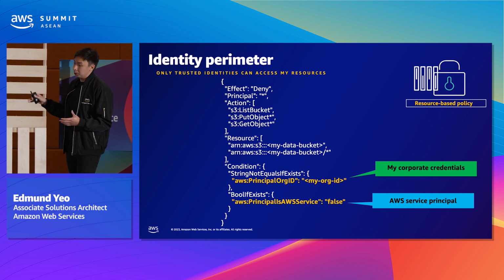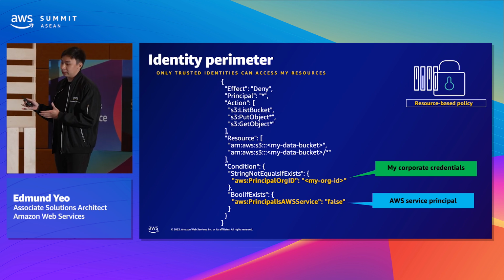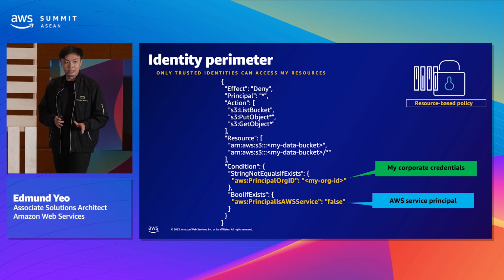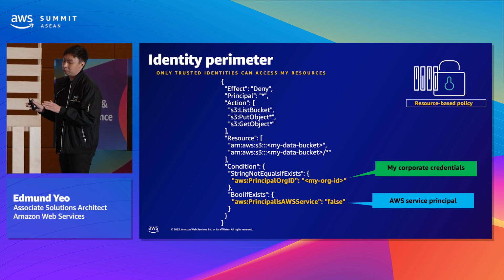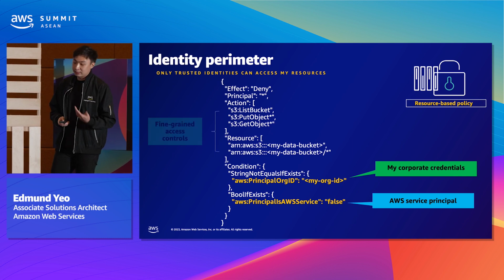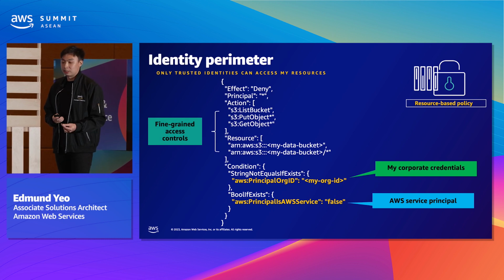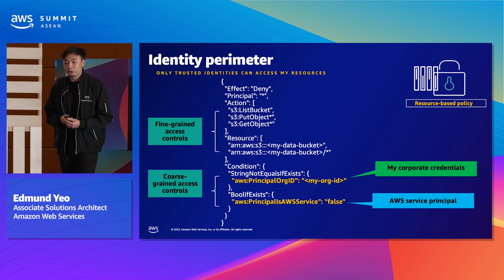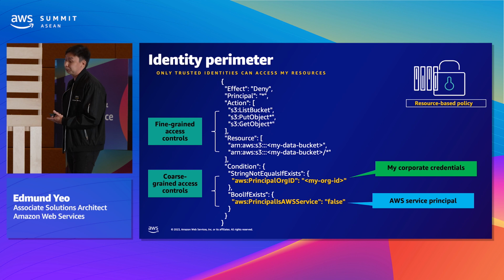From the top to the bottom, this policy has an effect of deny on the S3 actions stated, on the S3 bucket with the name of my data bucket, when the condition of PrincipalOrgID does not equal your organization ID and the flag of PrincipalIsAWSService is set to false. As you can see, we are applying fine-grained access controls to limit the actions and resources, and also we are using a coarse-grained control through the condition keys. So you are seeing the data perimeter and your IAM granular controls working together.